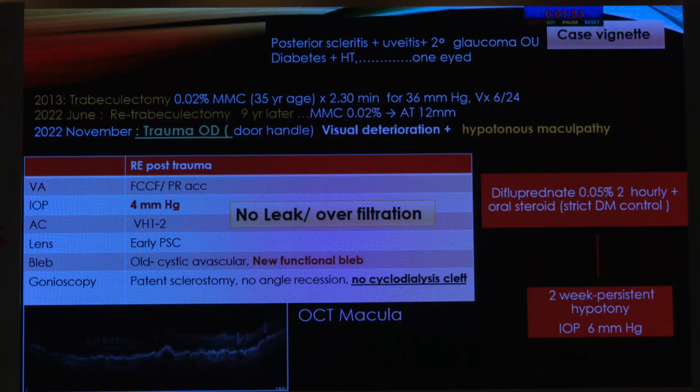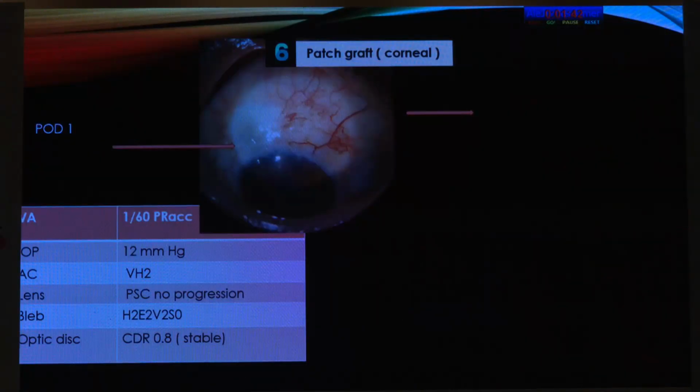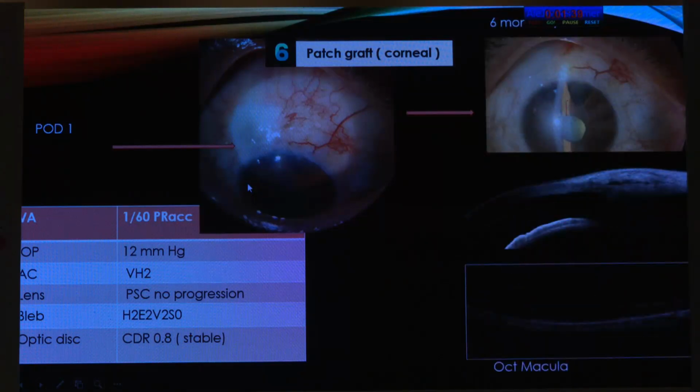So we tried to cover with Diflupred because that has steroid responsiveness, because she came with a pressure of 4 millimeters and this hypotony maculopathy. But after 2 weeks of persistent hypotony, we knew that we could not do anything, so we did a patch graft. This is the second trab. You can see the first trab had failed, the second trab had the trauma, and we put a patch graft, and this patient recovered and the hypotony maculopathy recovered.